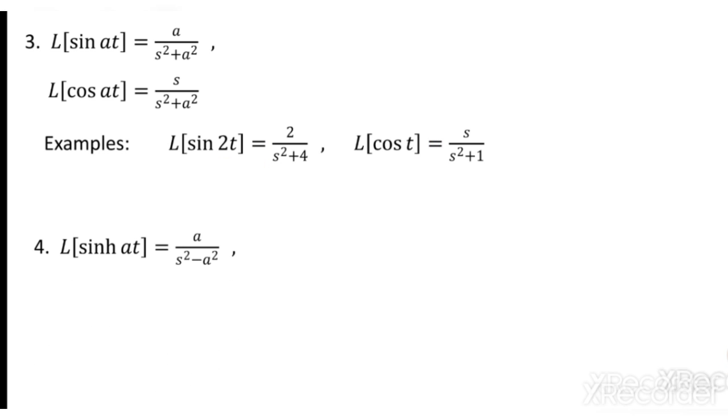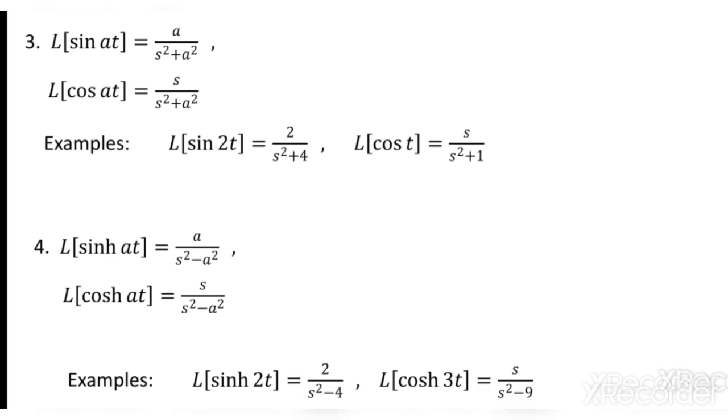So the next result is hyperbolic. sinh at is what? a by s square minus a square. Students, here we can compare with the trigonometric function. sin at is a by s square plus a square. sinh at is a by s square minus a square. So only the difference is in the denominator. So in trigonometric it is plus, s square plus a square. Here it's replaced by minus sign. So I hope you can now guess cosh at. What should be the cosh at result? It is s by s square minus a square.